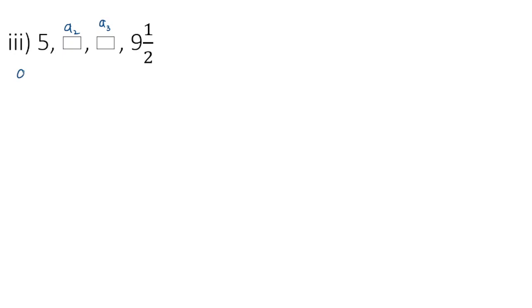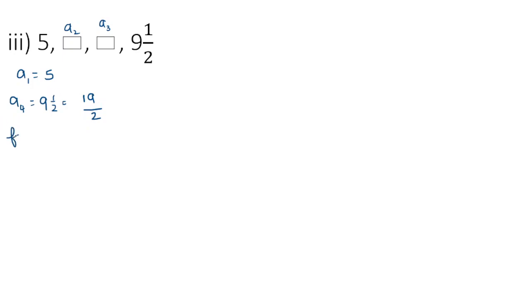So we have to write a1 is 5. Okay, and how can we write the equation? A1 we know, and a4 is 9 and a half. When we convert that mixed fraction into an improper fraction, it becomes 19 by 2. 9 twos are 18 plus 1, 19 by 2.